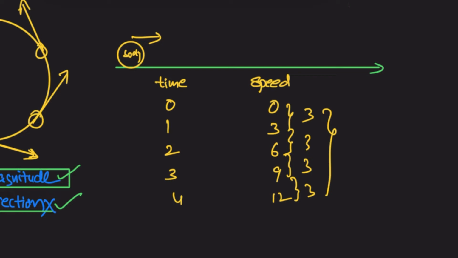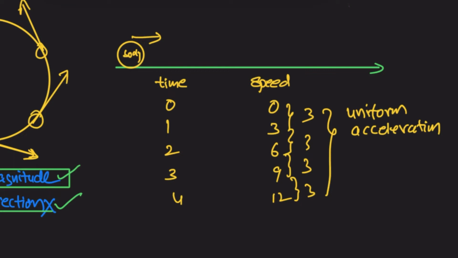So here the change in velocity is uniform for every second, then the body is said to have uniform acceleration. Here for every second its velocity is increased by 3, 3, 3, 3. So here the acceleration is uniform, and the body is said to have uniform acceleration.